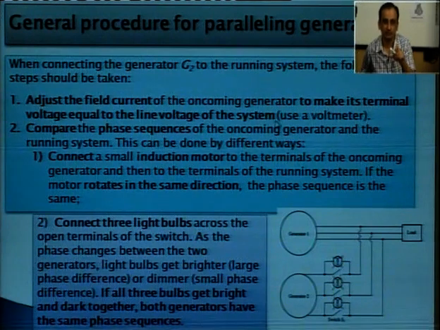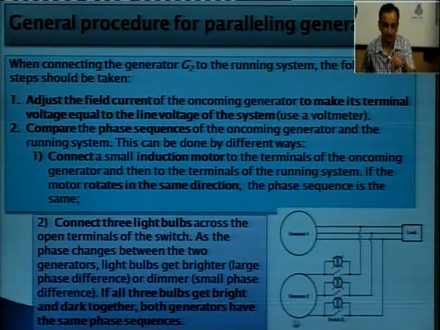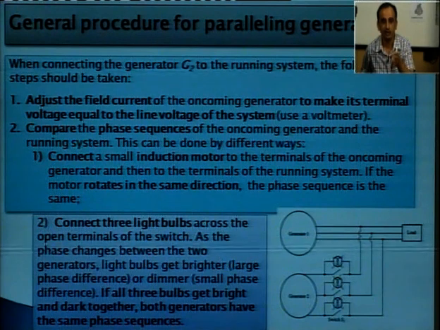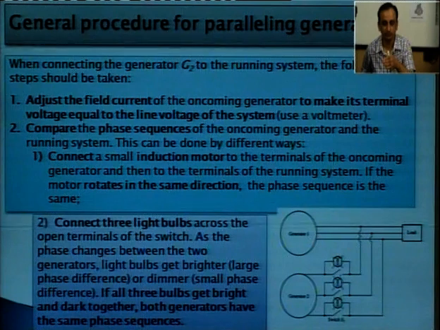Then we compare the phase sequence. And how to compare the phase sequence? The phase sequence is compared either using the lamp method. If the lamps are getting bright and dark together, the phase sequence is the same. This is how we can observe it in the circuit. Or the second way is that we simply connect an induction motor to the supply of the generator and see the rotation of the induction motor. If they rotate in the same direction, it means the phase sequence is the same. If it is different, the phase sequence has to be changed.